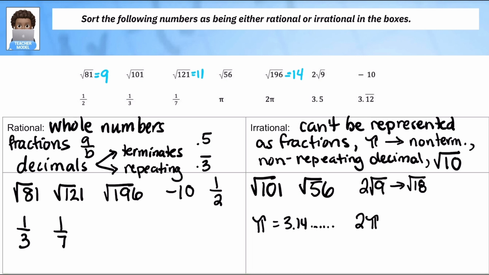It goes on forever. 3.5, yes, because I could represent that as 35 over 10. And how about 3.12, and that means it's going to keep repeating. So 3.12, 12, 12, 12, yes, that counts because it's a repeating decimal.